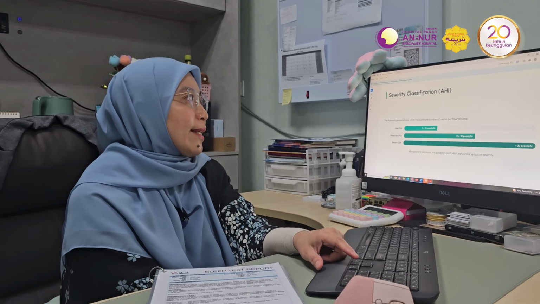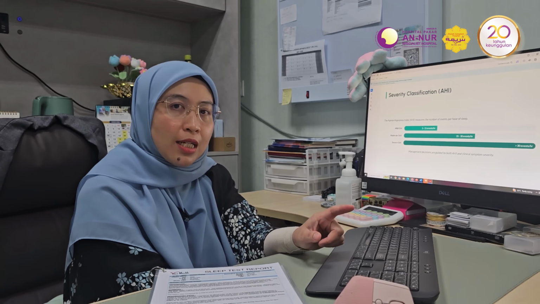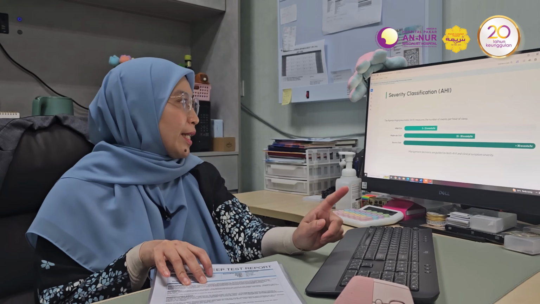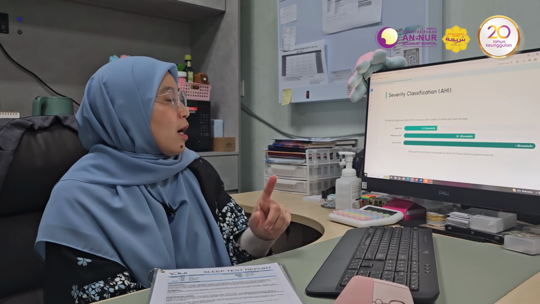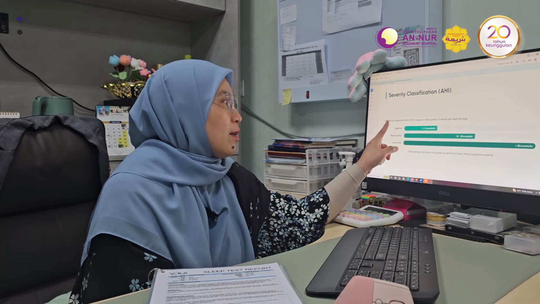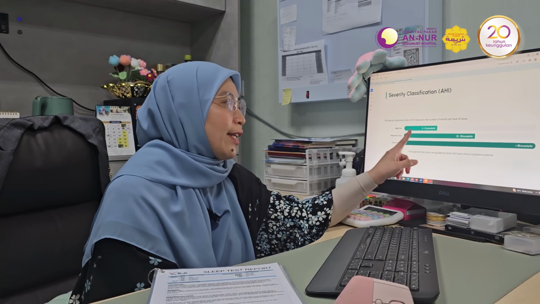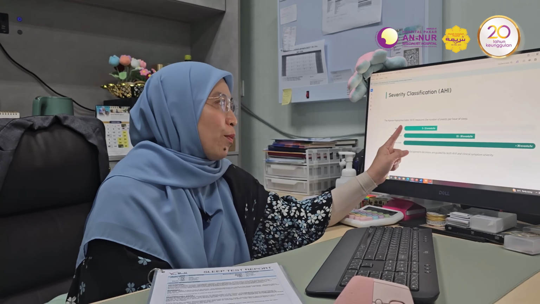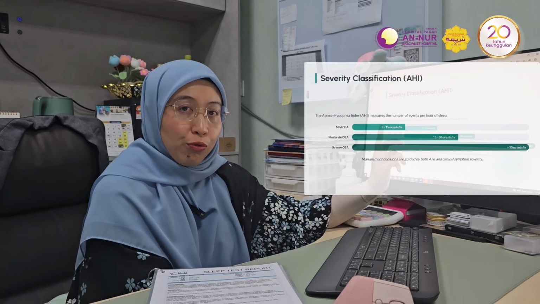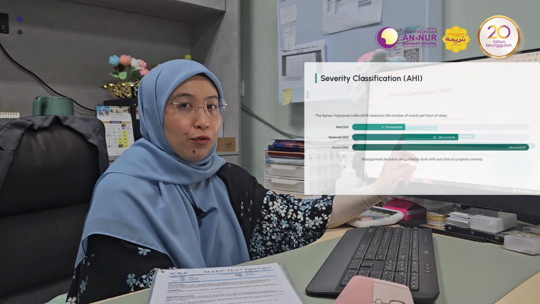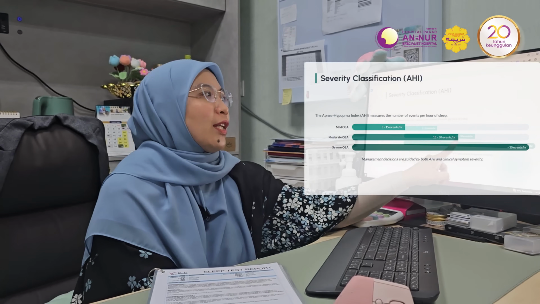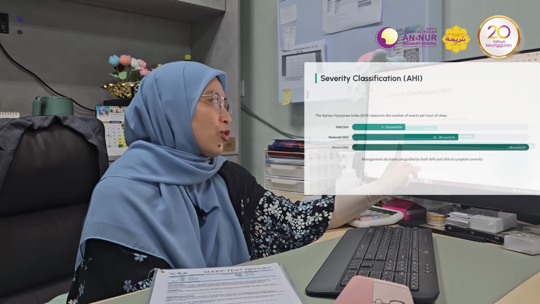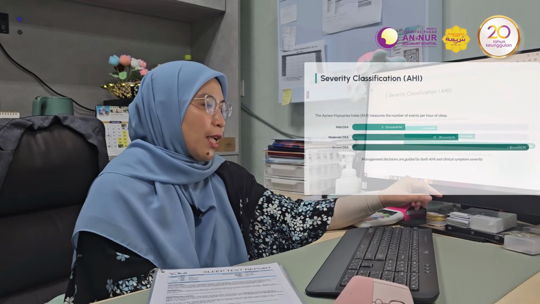Next, how do we classify someone with sleep apnea and its severity? Based on the sleep study, the number of apneas plus hypopneas divided by the total hours of sleep gives the apnea-hypopnea index. Normal is 0 to 5, mild is 5 to 15, moderate is 15 to 30, and more than 30 events per hour is considered severe OSA.